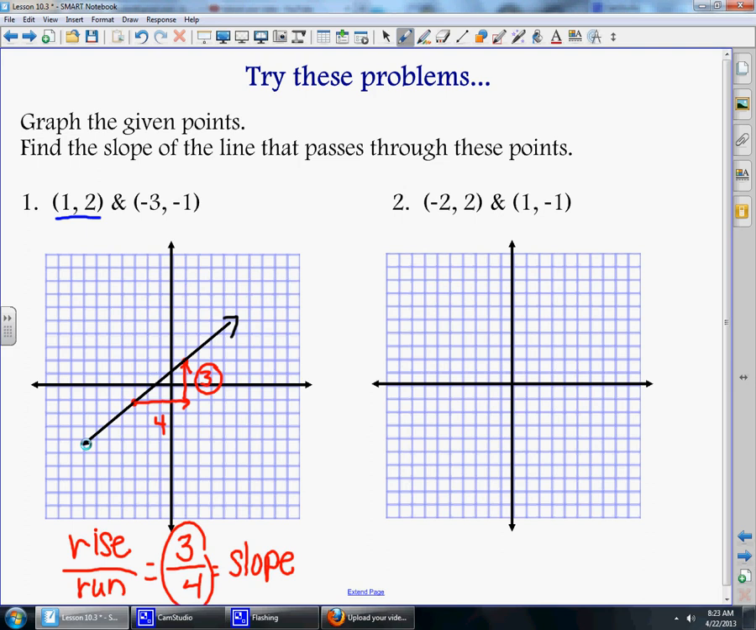Let's try this one. If you want to pause the video and try this on your own and then check your work, you can do that. So we start here at 0. We're going to move 2 to the left and 2 up. And we start at 0, and we're going to move 1 to the right and 1 down. Now what we're going to do is graph those 2 points of the line. And when you do this, you should probably use a ruler. And that line was not very good, so we'll do that over again.